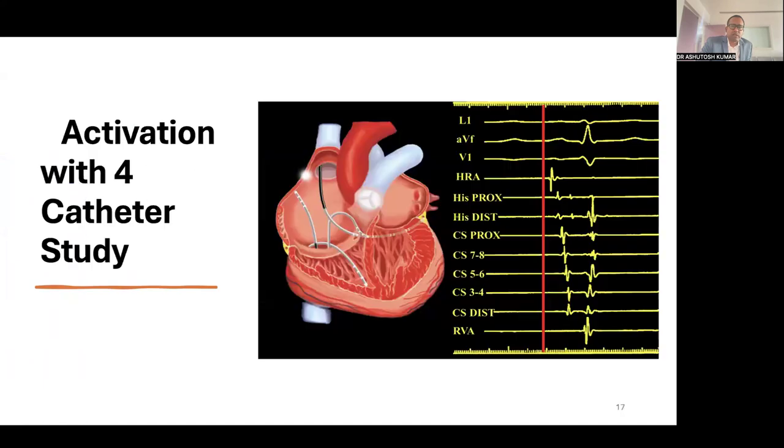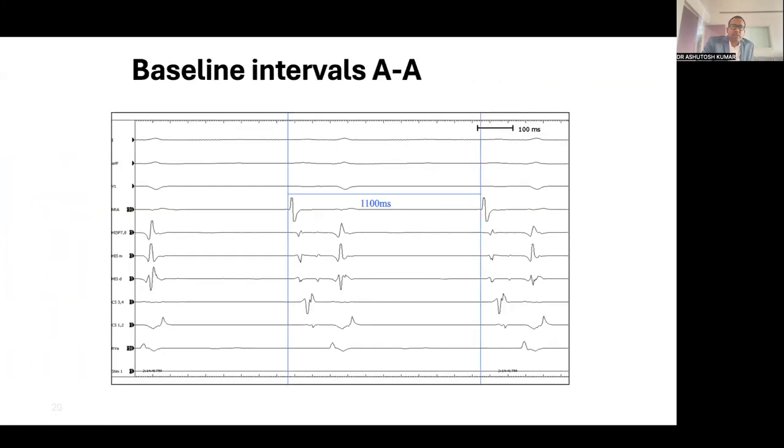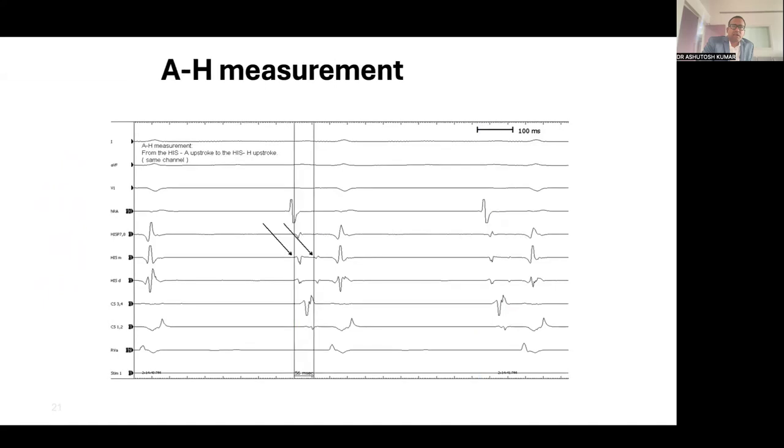In this, if you can see, there are 4 catheters: 1, 2, 3, and 4. One catheter is in the CS, so how the atrial and ventricular activation is happening we can see by this one. The His catheter, as you know, gives additional information regarding the AV nodal, ventricle localized, atrial localized. All that information we can deduce. These are the activation patterns which we see. This is a normal activation, and now we start measuring each and every parameter.